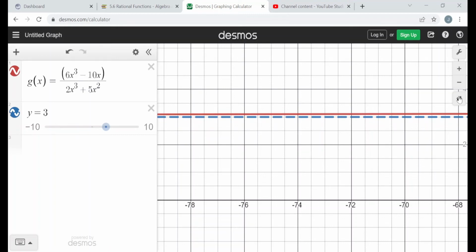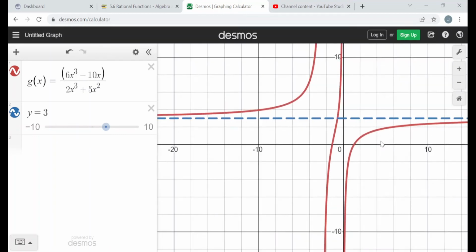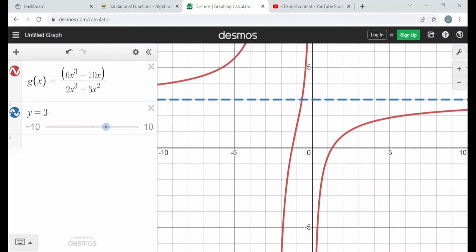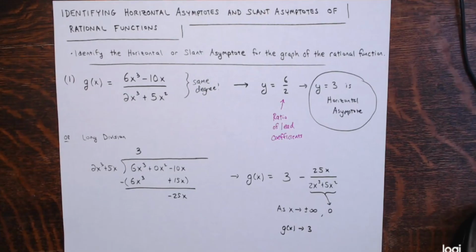Then you have a horizontal asymptote. All right, so it looks like what I said was correct. Y equals 3. The ratio of those lead coefficients, when the degrees are the same, like here they were both degree 3, the numerator and denominator, is the horizontal asymptote for this function. And it really is that simple.